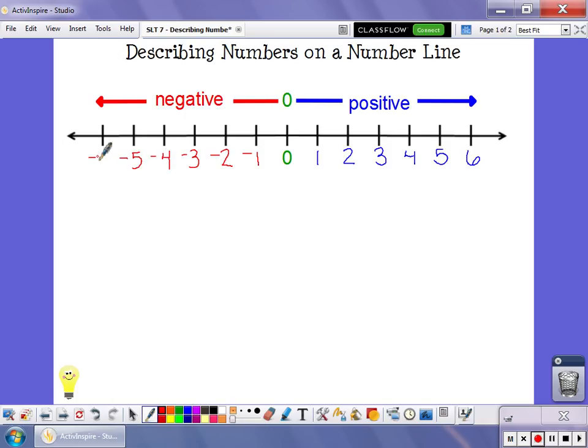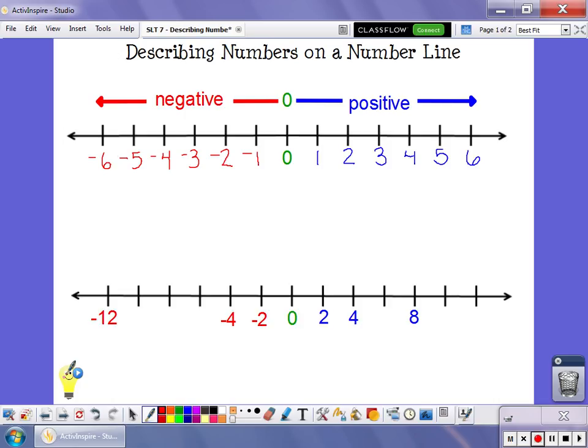Now, number lines don't always have to count by 1s. If you look down here on the bottom, I have an example of a number line that has a different scale. I still have my positive numbers over here on the right, and I still have my negative numbers over here on the left, but when I look at the distance between my 0 and my first line, it's actually 2 spaces. It's an interval of 2. It's almost like this number line is counting by 2s.